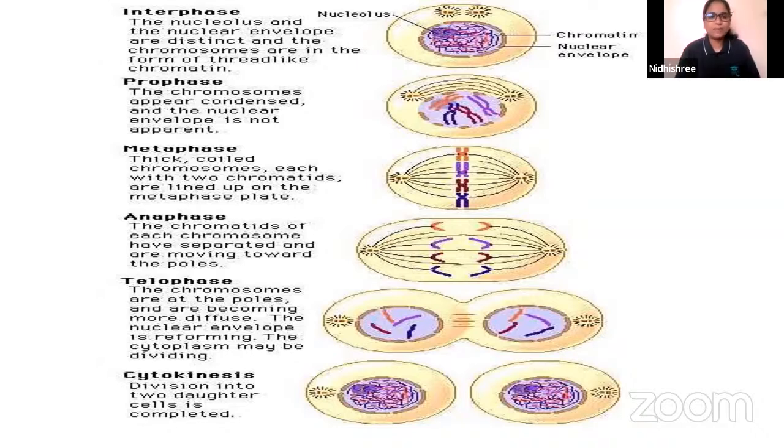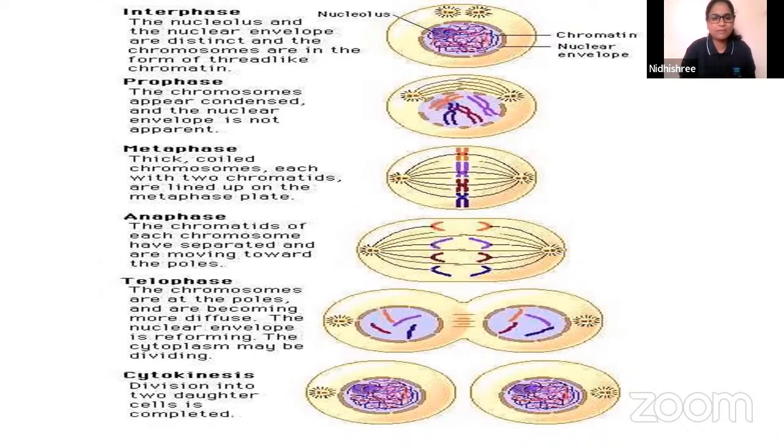Okay, thank you. So in metaphase, you can see thick coiled chromosomes with two chromatids. The two chromatids are lined up on the metaphase plate. In anaphase, even though the chromosomes appear thick, you cannot see two chromatids. The chromatids have separated and are moving towards the poles.